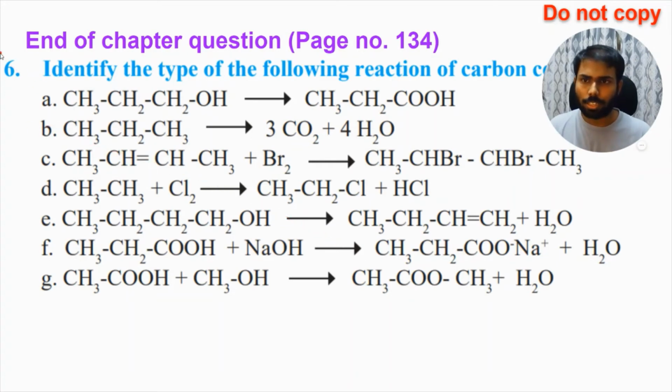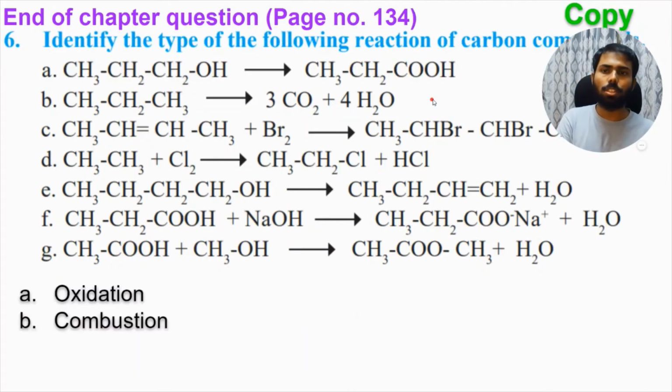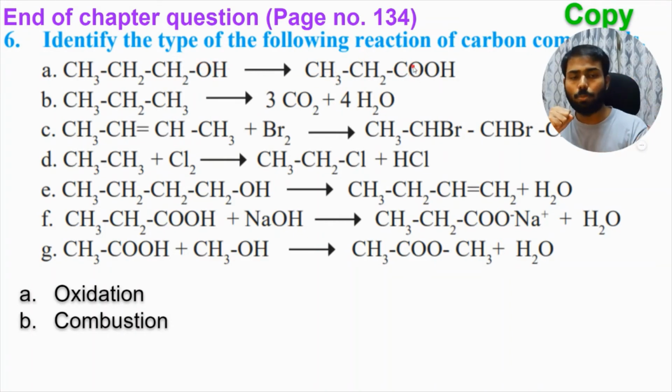In the first reaction, what I can see is OH here, and here I can see COOH. The alcohol has become a carboxylic acid. So which reaction is this? This is an oxidation reaction, because here it had only one oxygen, and here they have 2 oxygens. One oxygen became 2 oxygens, meaning one oxygen atom was gained. Whenever you gain an oxygen atom, you call it an oxidation reaction.